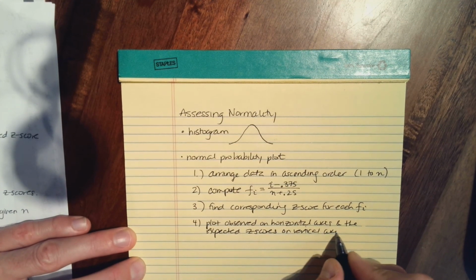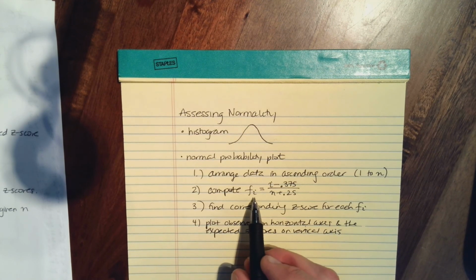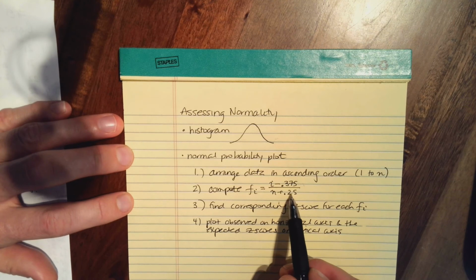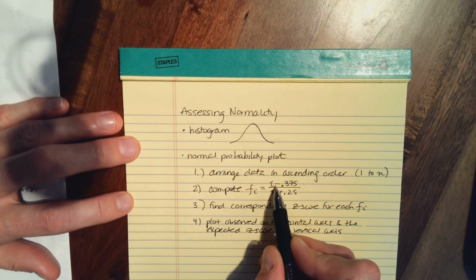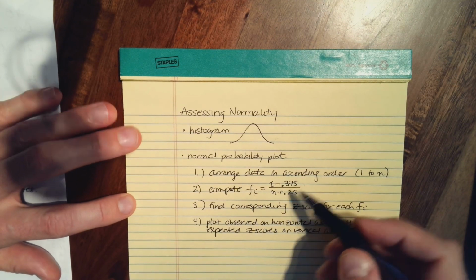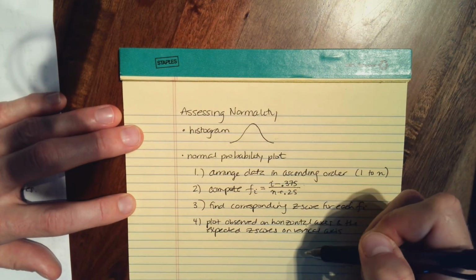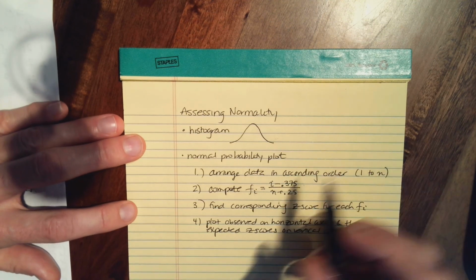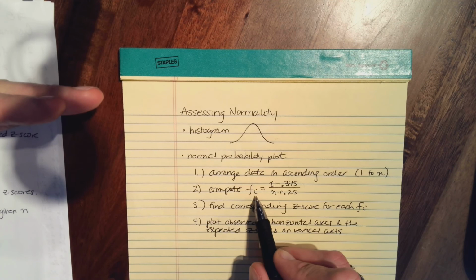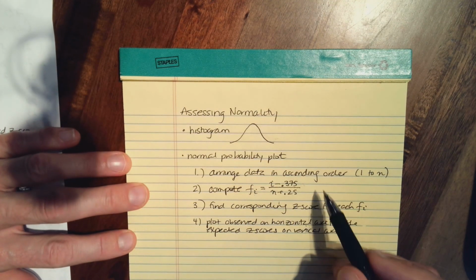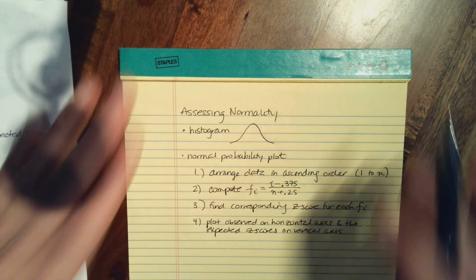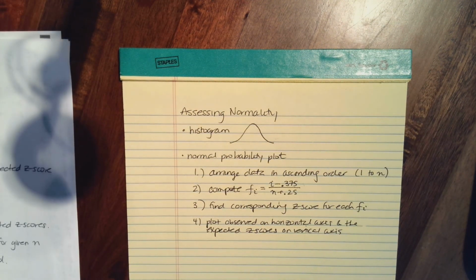So notice that for these values f sub i, there's nothing in this formula that depends on our actual data, just the position of the data. So this formula takes each position and assigns it a value from 0 to 1, and then we'll use those values to find the corresponding z-score. This will be a little bit clearer when you see it in an example.